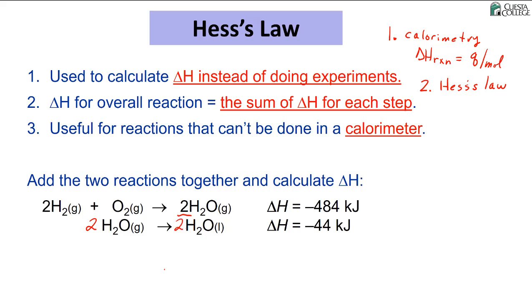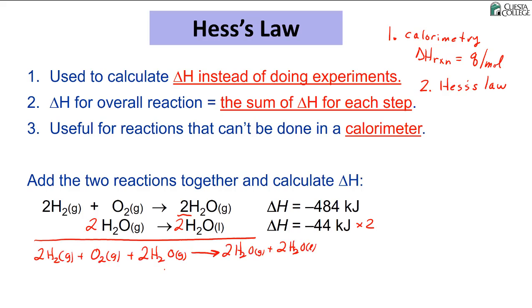What would happen to the delta H then, if twice as much water vapor was condensing to liquid? Well, that would be times 2 also. If the two equations are then added together, this is the result. So that we've got 2H2 plus O2 plus 2H2O gas goes to 2H2O gas plus 2H2O liquid. We have to treat the delta H values the same way.